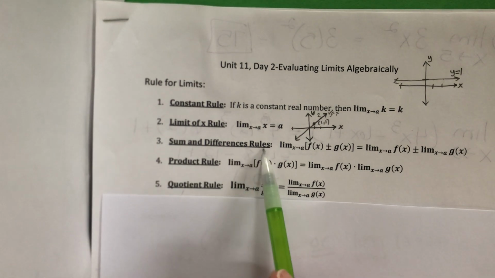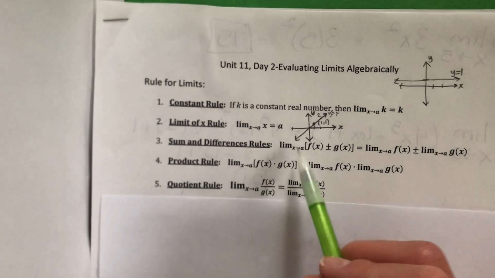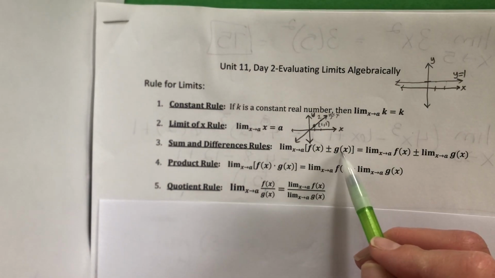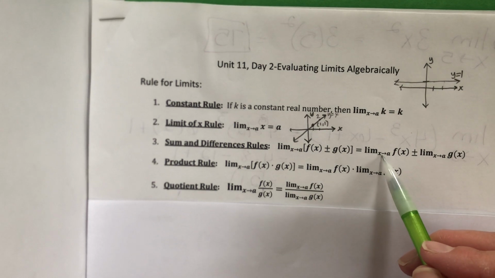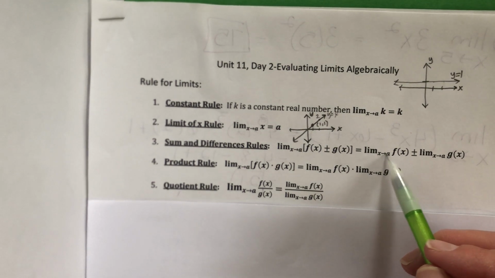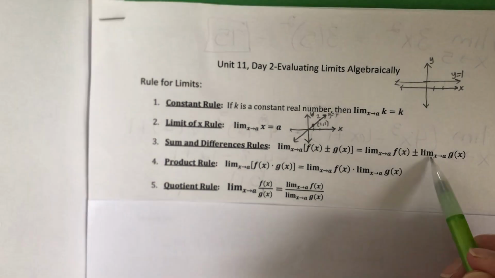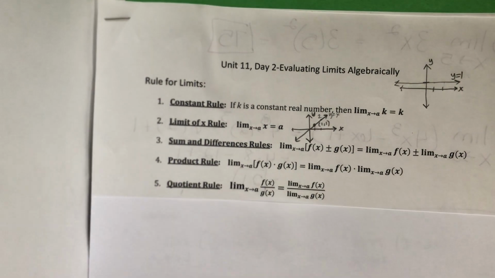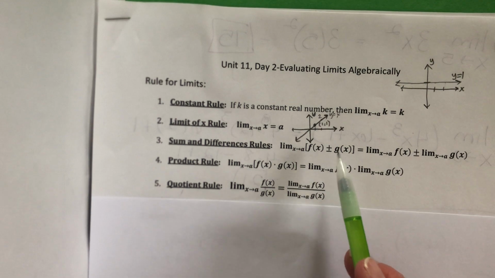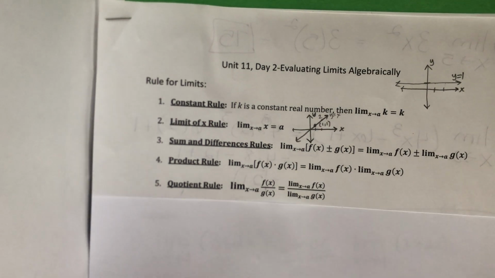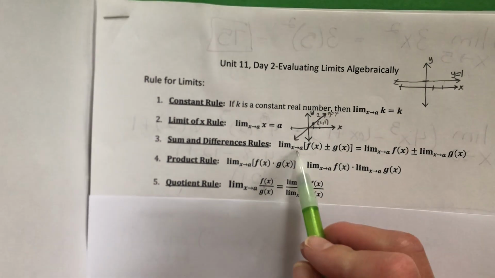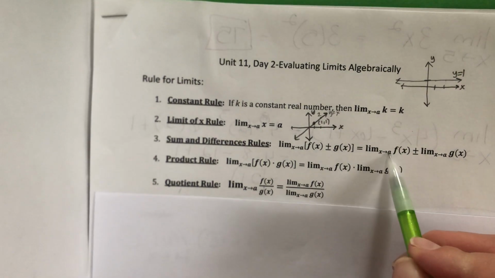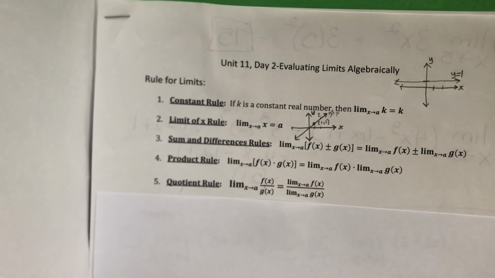Sum and difference rules. The limit as x approaches a of f of x plus or minus g of x is equal to the limit as x approaches a of f of x plus or minus the limit as x approaches a of g of x. Basically, it's just saying it doesn't matter if you write it this way or this way, it's the same thing. This almost is reminiscent to me of the distributive property. You're either writing it separately like this or together like this.